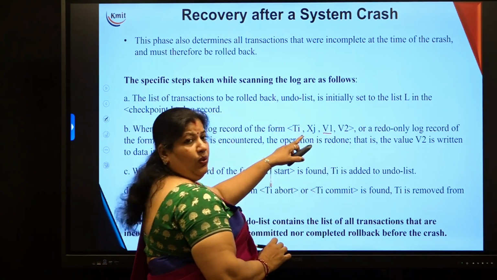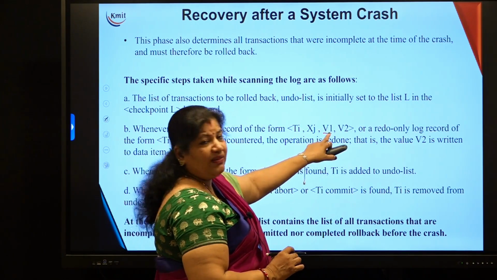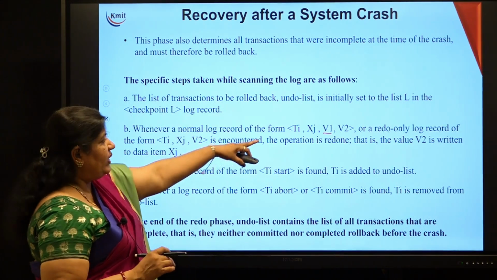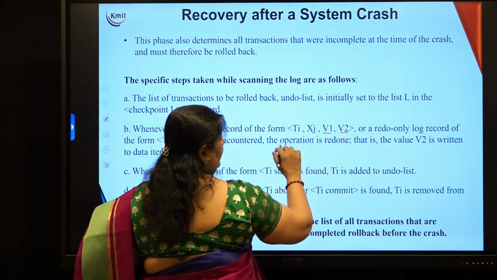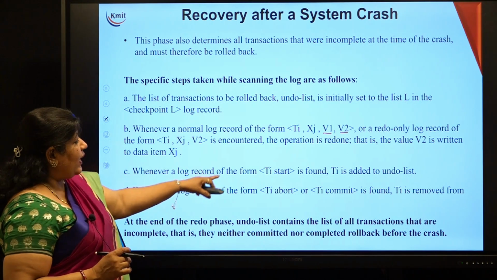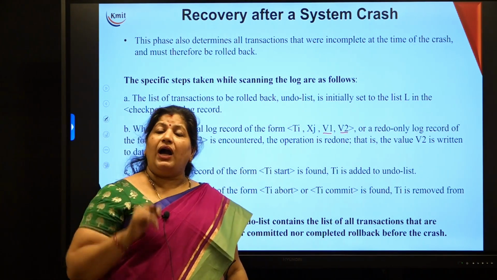So what are you going to do? This particular object you will redo, which means you will just get it to the next value again. Okay, so V2 is written. This is the old value, this is the next value. So the next value will be written there. Okay.